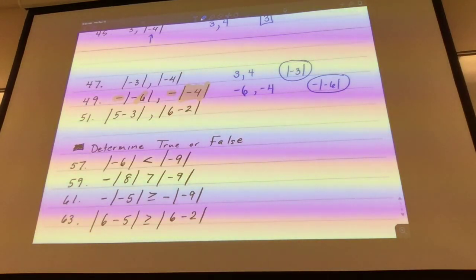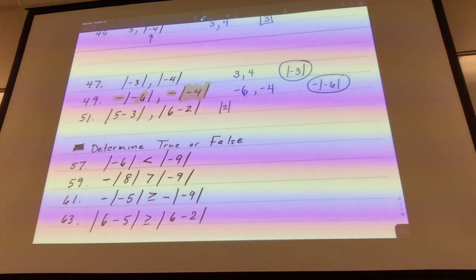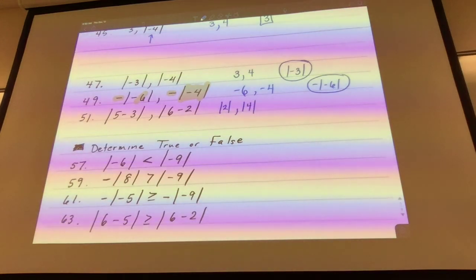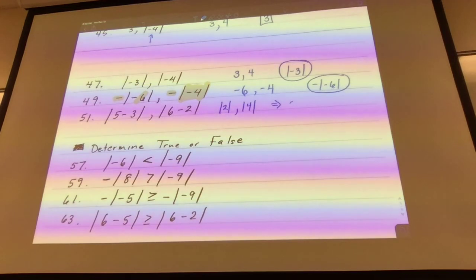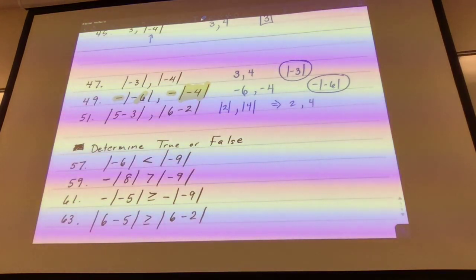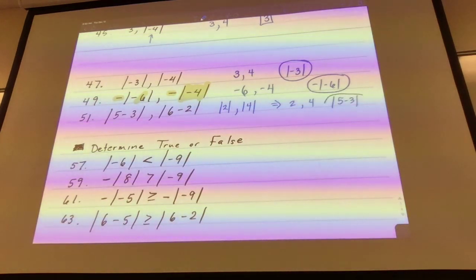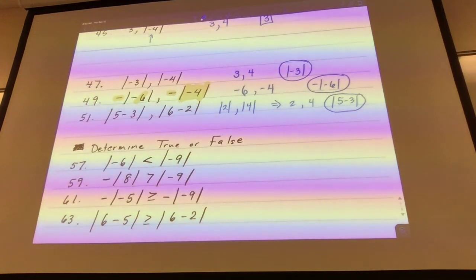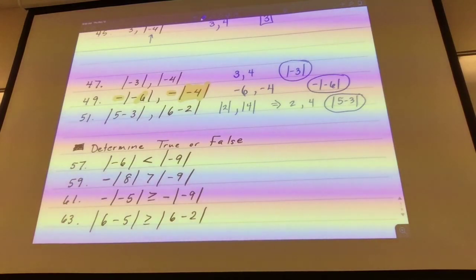This is really just asking the absolute value of 2, comparing it to the absolute value of 6 minus 2, which is 4. So that's comparing the absolute value of 2, which is 2, and the absolute value of 4, which is 4. Which one's lesser? 2, or if I went back to the original problem, it would be this one, which simplified would just be 2. Good.